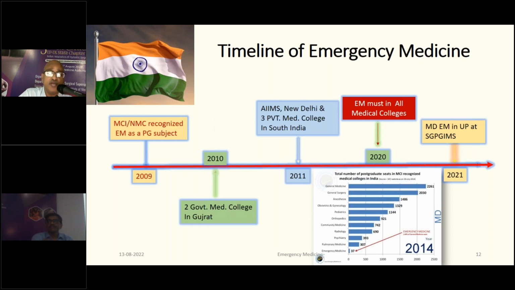So looking at the time scale and the slow pace with which it was picking up, the NMC decided to make it a mandatory clause that all medical colleges who are vying to get recognized must have an emergency medicine department with them. And in UP, PGI happens to be the first recognized or permitted department of emergency medicine.